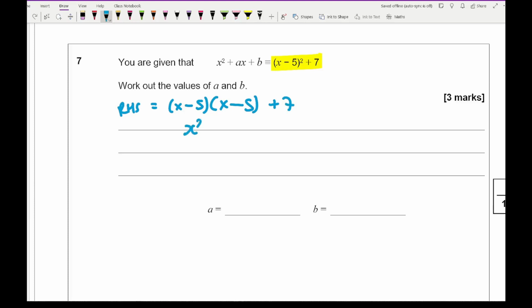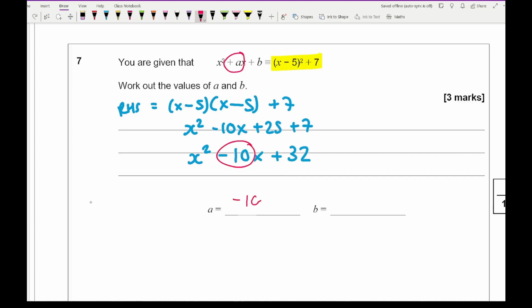So that then becomes x squared minus 10x plus 25 plus 7. So that gives me x squared minus 10x plus 32. So then all that's left for me to then do is to compare the coefficients. So a is the coefficient of x, which is minus 10, and b is the constant, which is 32. And then just be mindful of the signs, but there is our answer.